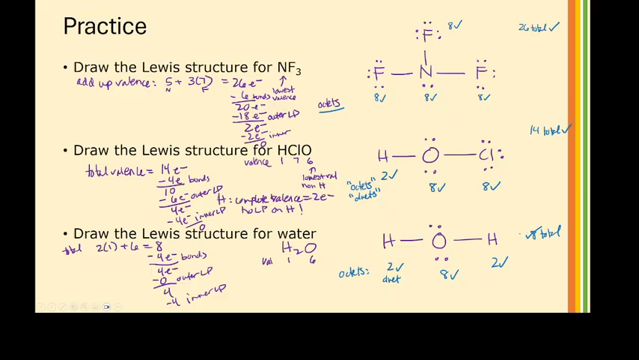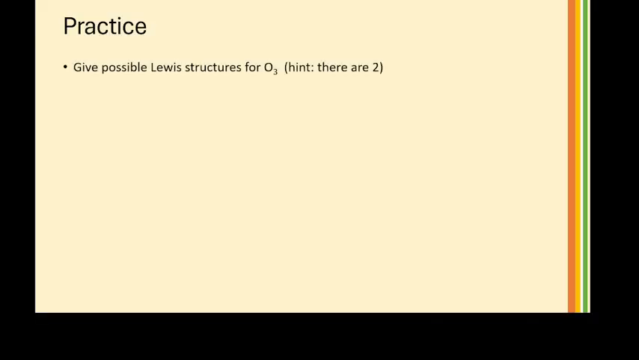We will check what happens now when we do ozone, the O3. It says give possible Lewis structures for O3, hint: there are 2. I will begin just the same way. There are 3 times 6, the valence of oxygen, which is 18 electrons. That's kind of simple, right? I'm going to make them in a line, with 1 center atom. I'm going to put 2 bonds, so minus 4 electrons in bonds. I have 14 electrons left.